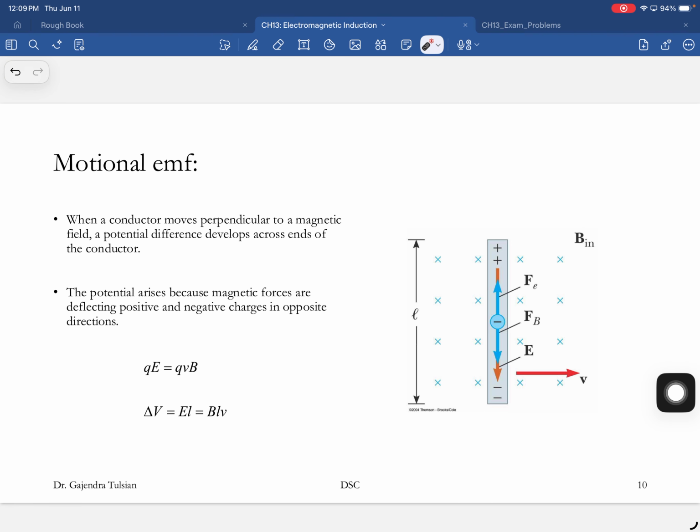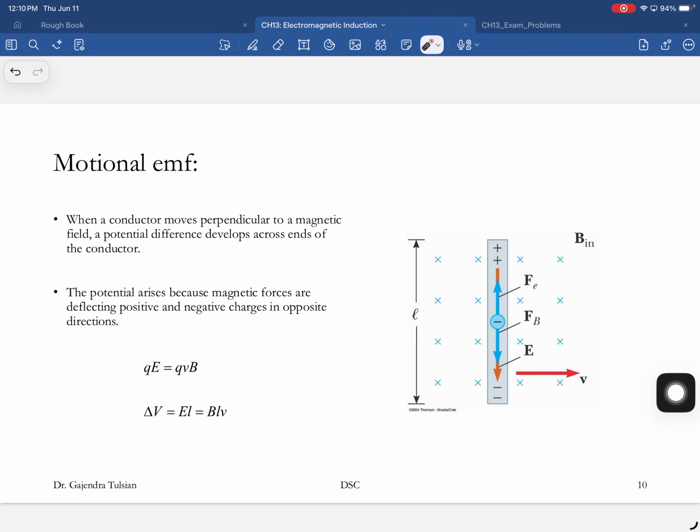Okay, so here's a related phenomenon, motional EMF. In this diagram, there's a magnetic field into the sheet of paper. And what you can do is you take a metal rod. What's special about a metal rod? It's got a lot of free charges.